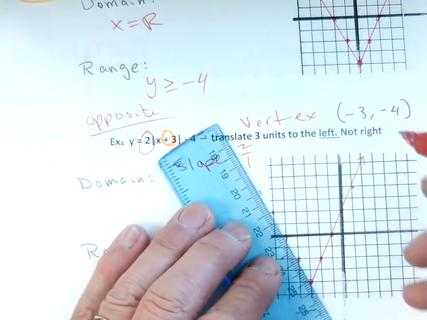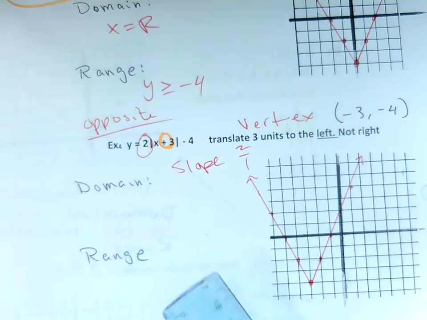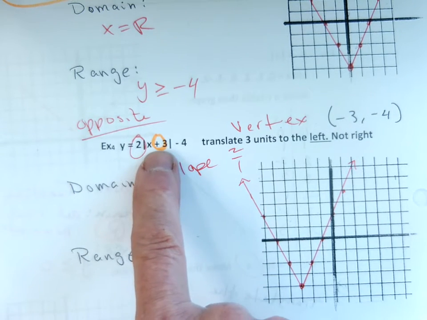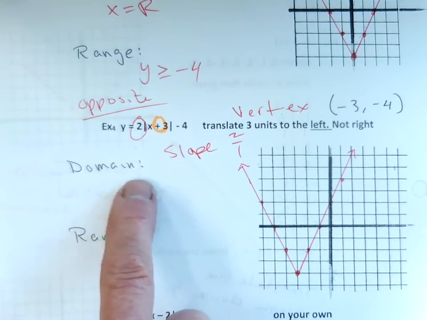And there you have it. Thumbs up. So the vertex is always the opposite of the inside. Okay, great. Domain. How wide is it?